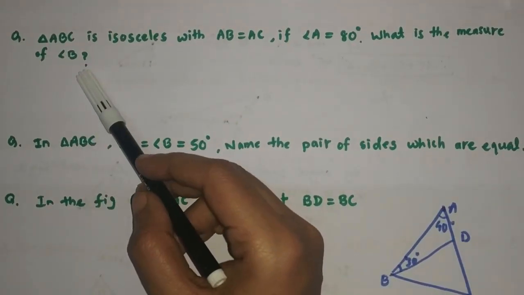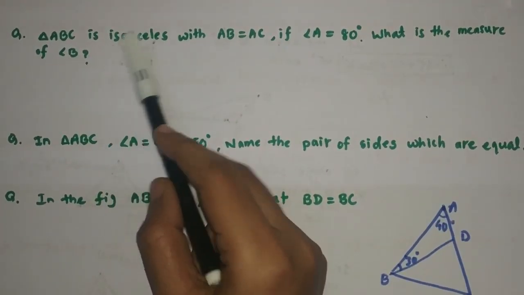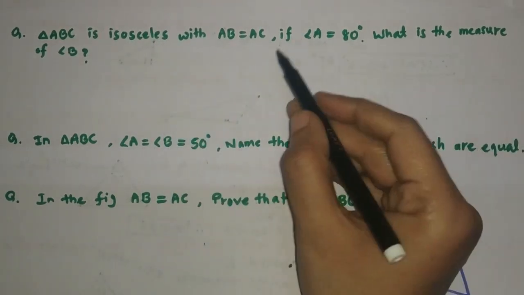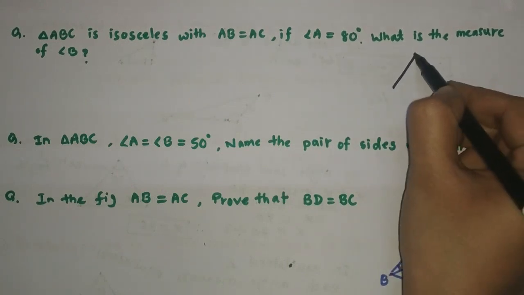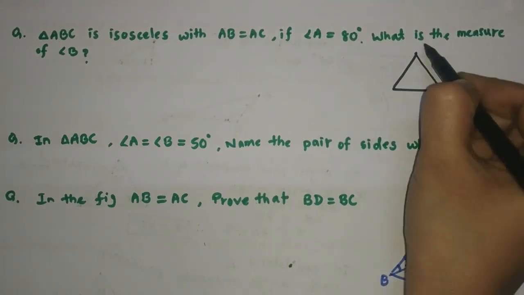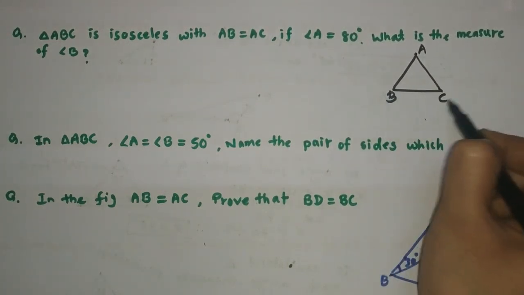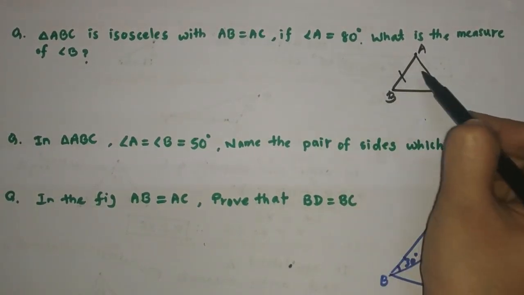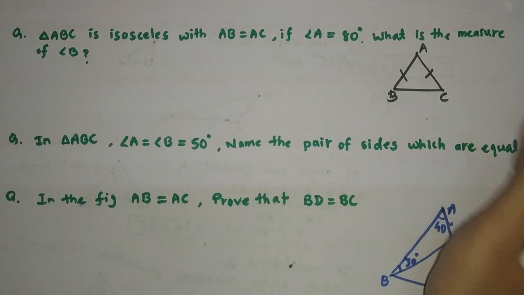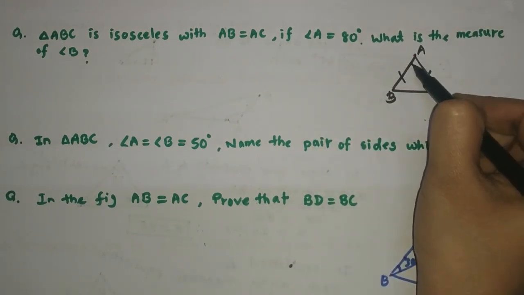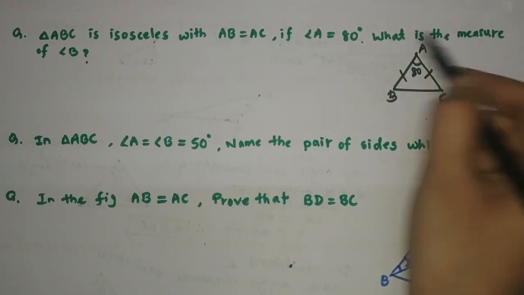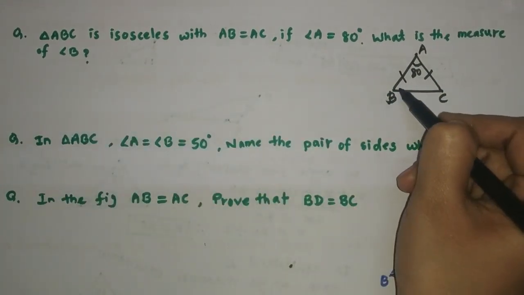So now friends, the next question is, in the triangle ABC, which is an isosceles triangle, given that side AB is equal to side AC. So we'll draw this triangle first of all. These are the vertices A, B and C. And we are given that side AB is equal to side AC, and also that angle A is 80 degrees. Okay friends, so what is the measure of angle B? We need to find out this angle B.